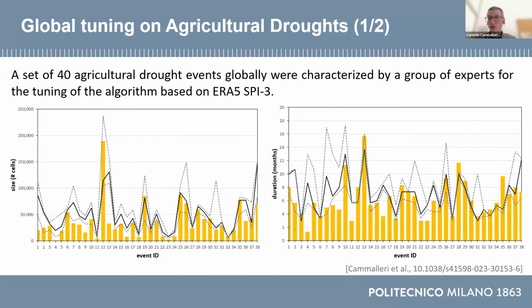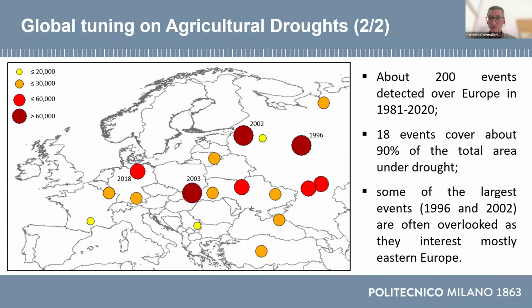Of course, having a very flexible tool also means that we need to tune this model and calibrate the parameters to reproduce something that is in line with what we expect. For instance, here is an example of application for agricultural drought over Europe, where we use expert-based mapping of a series of past drought events, about 40 drought events, as a reference to tune the algorithm. In this way, we detected about 200 events of agricultural drought over Europe in the period 81-2020. Here you see a mapping of 18 of the largest drought events detected with this method.